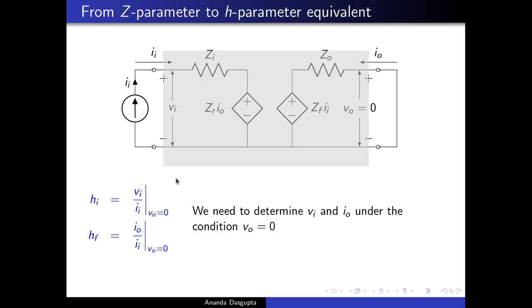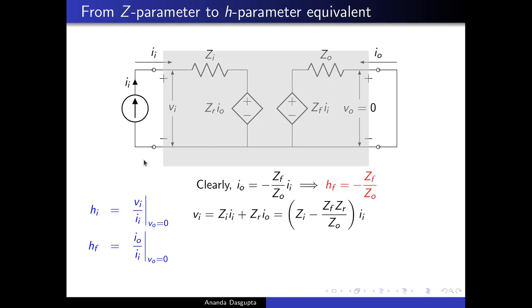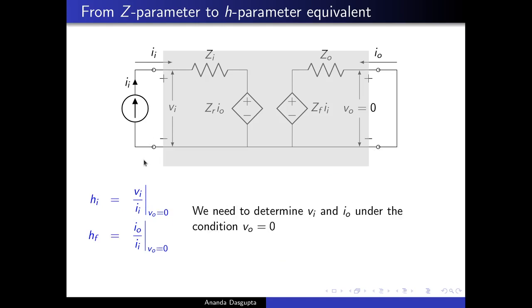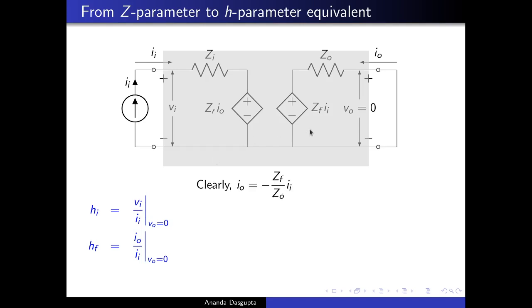On the other hand, I need the input current to be Ii, and the way to ensure that is that I will connect a constant current source whose magnitude I can control, and whatever it is I'm going to call Ii, and that of course drives the current Ii through the input side. So under these conditions, I need to calculate what Vi and Io are going to be. Vi is actually pretty straightforward. We need the value of Io first.